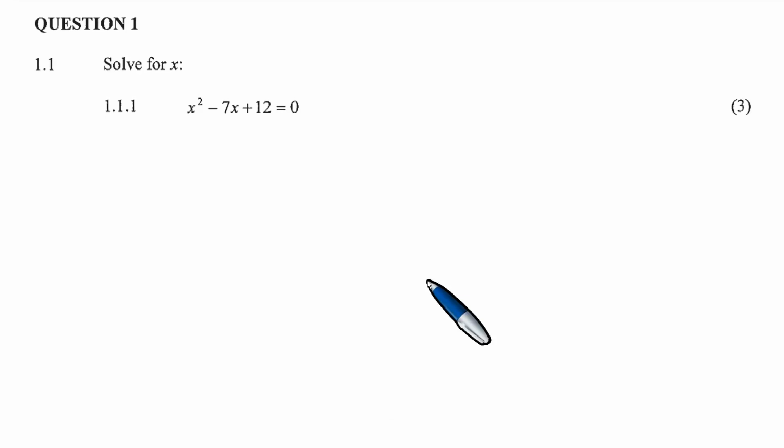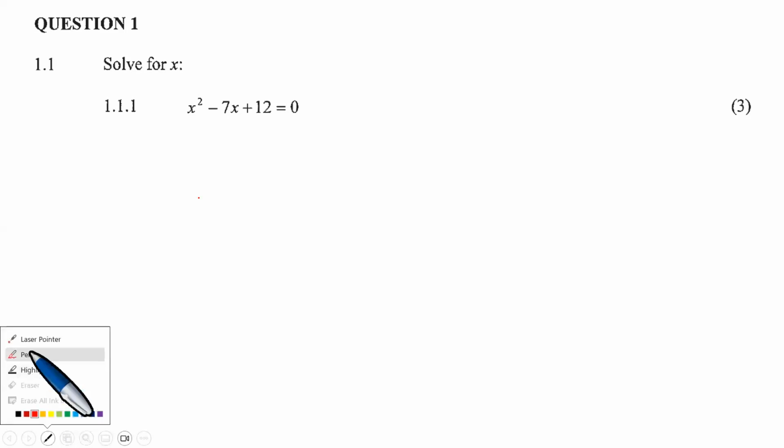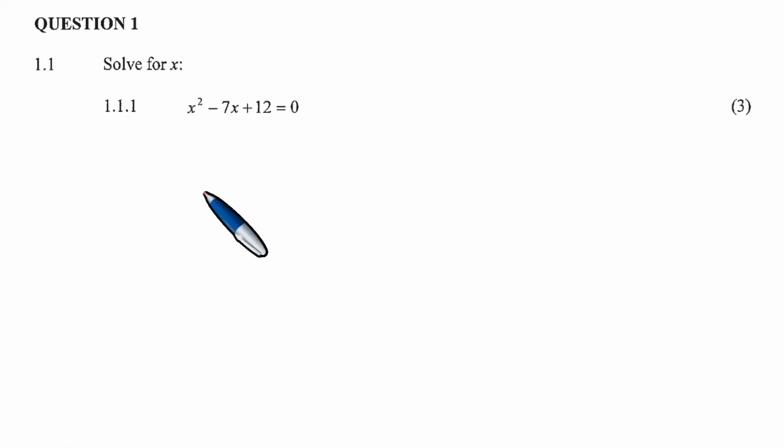Right, the first question is x squared minus 7x plus 12. And we are actually going to look at how to get this question solved. Right, so to solve this question, it's something very, very straightforward. We start by using the method of factorization. So we write open parentheses like this.